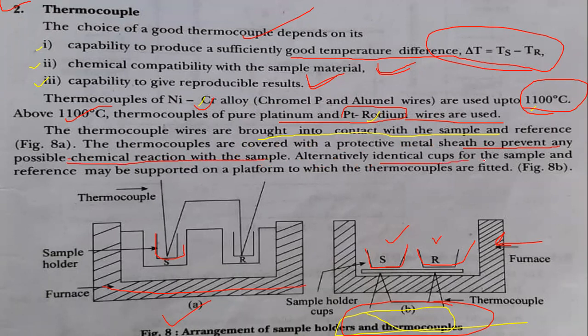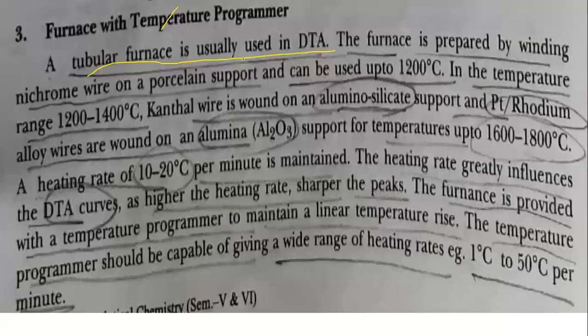Alternatively, identical cups for the sample and the reference may be supported on a platform to which the thermocouples are fitted. On this platform the thermocouples are fitted. Either we can use this arrangement or this arrangement. Both have the same kind of function. Okay, so furnace with the temperature program. A tubular furnace is usually used in the DTA technique.